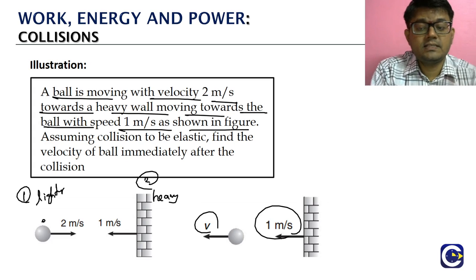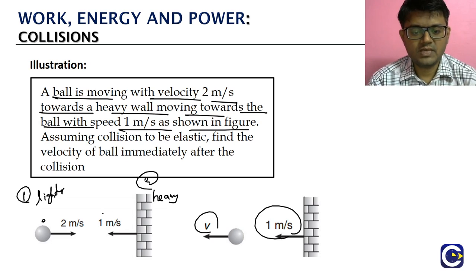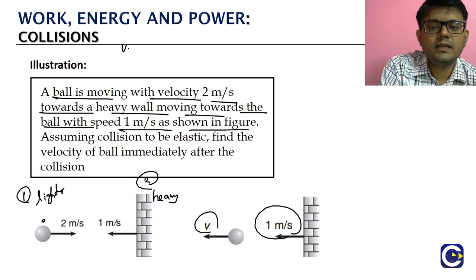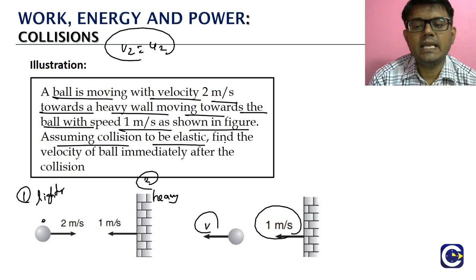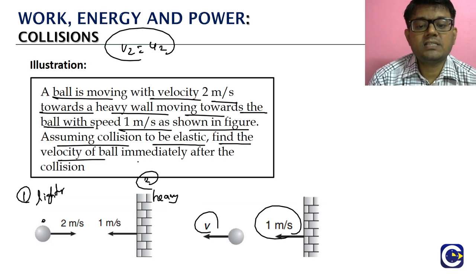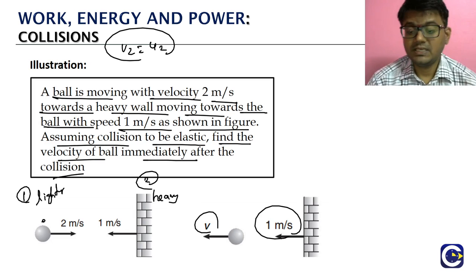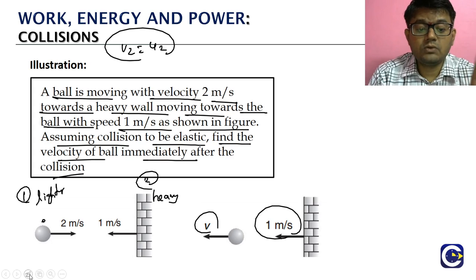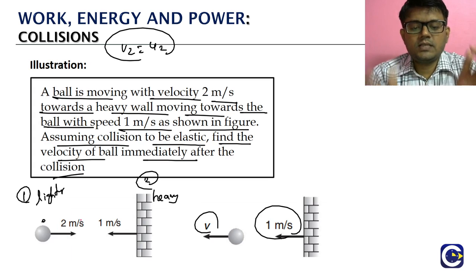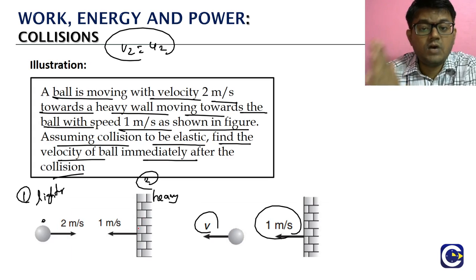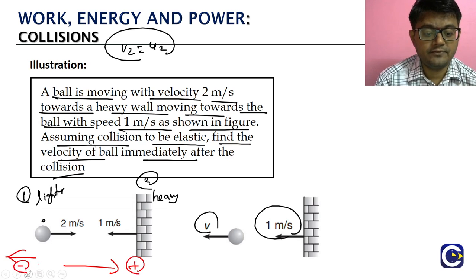So look here, this is like a lighter projectile hitting a heavy target. Okay, so v2 will be equal to u2, it stays the same. Assuming the collision to be elastic, find the velocity of the ball immediately after the collision. After the collision we have to find the velocity of the ball. Here we have to take care of the sign convention part. The velocity of the ball is towards the right side, the other is on the left side. So we will take the right side to be positive, left side negative.